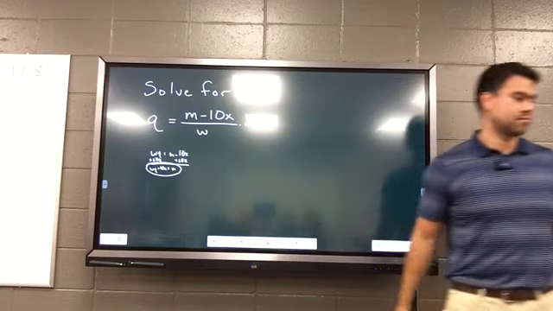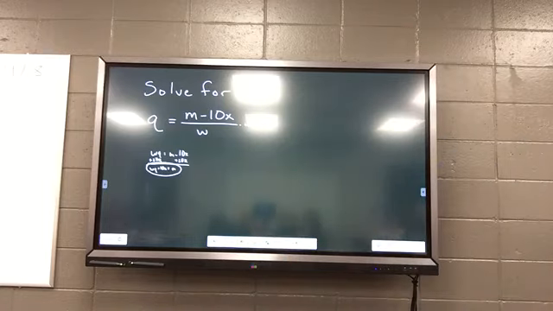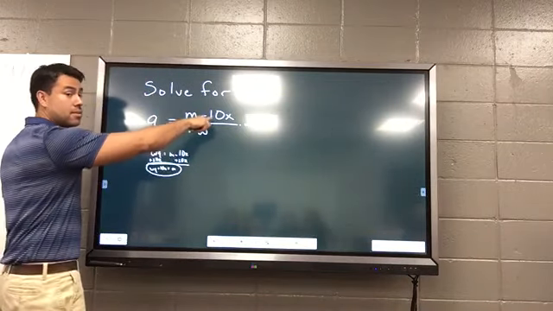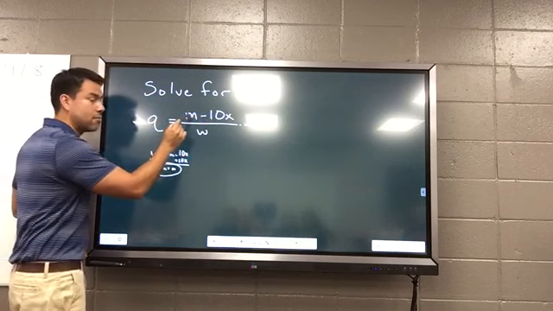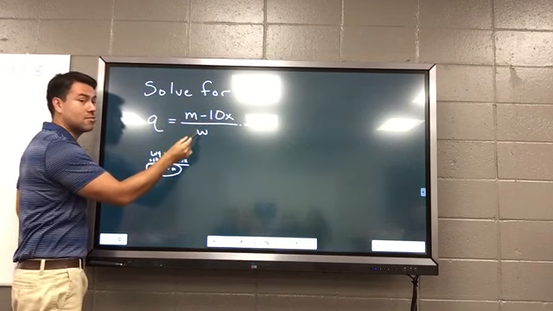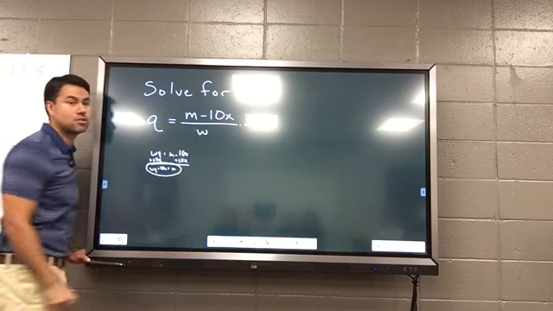Couldn't you subtract or add negative 10x to each side? Or would that not work? The first step? No, because what's happening to m first? It's being subtracted, but then it's being divided. So you have to deal with that division first.